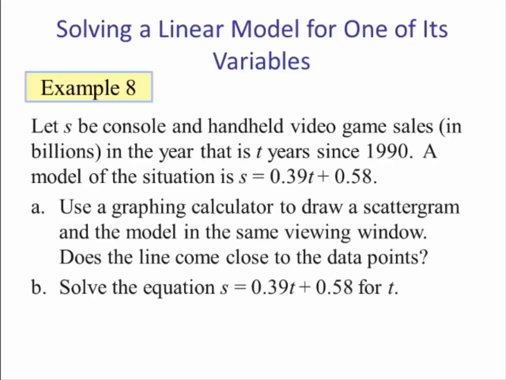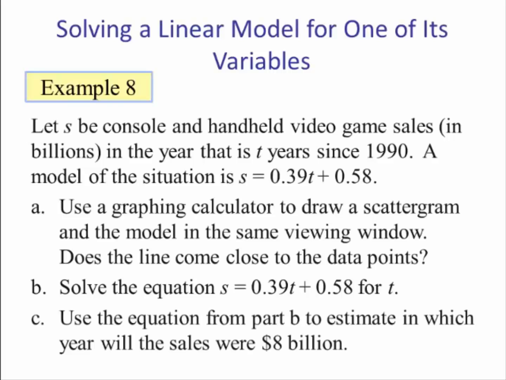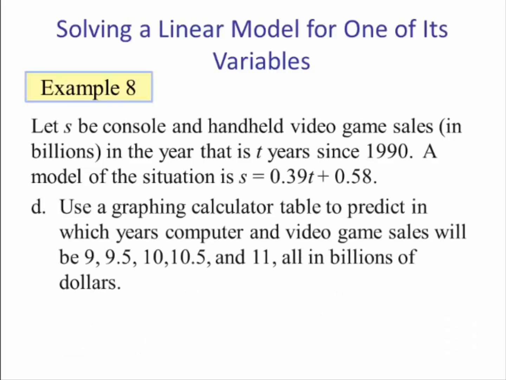B, we're going to solve this equation in terms of t. C, using the equation from part B, we're going to estimate in which year the sales were 8 billion. And D, we're going to use the table feature of the graphing calculator to predict in which years computer and video game sales would be 9, 9.5, 10, 10.5, and $11 billion.